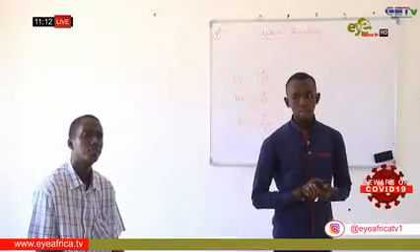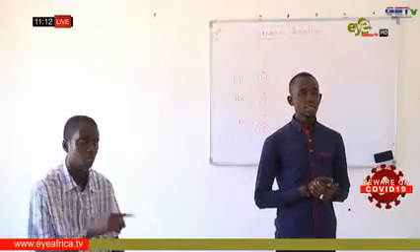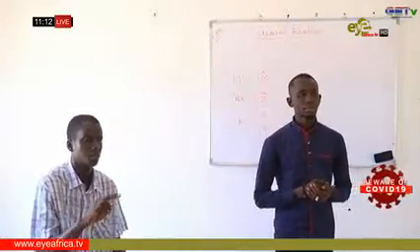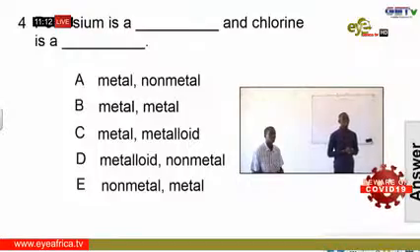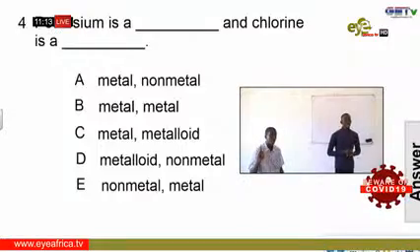Number 4, potassium is a dash and chlorine is a dash. A, metal and non-metal. B, metal, metal. C, metal and metalloid. D, metalloid and non-metal. E, non-metal and a metal.